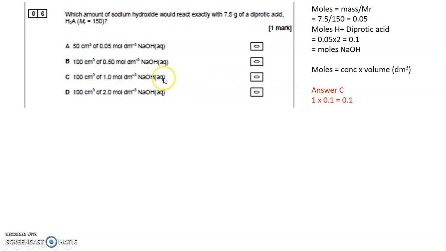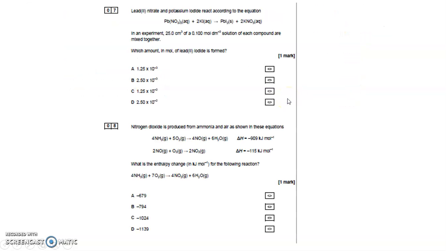The answer is C, because moles is concentration times volume. Concentration is 1 times 0.1 decimeter cubed is 0.1, and that matches the number of moles of sodium hydroxide that I need. Question 7.